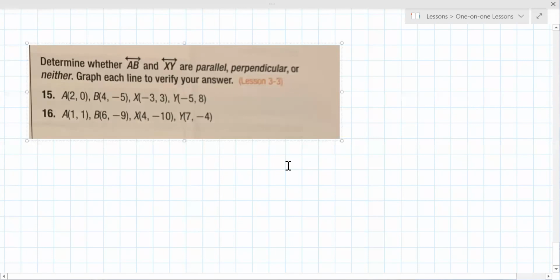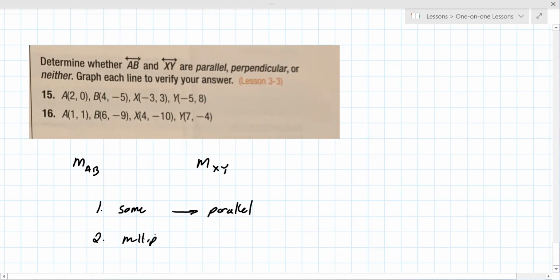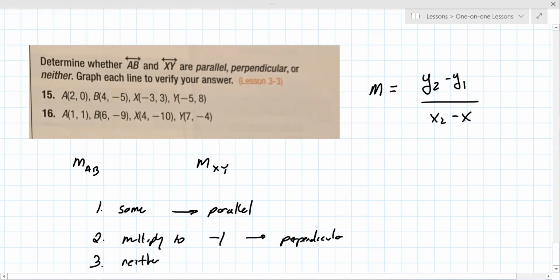Determine whether AB and XY are parallel, perpendicular, or neither. So the way to do this is you have to find the slope from A to B, and then the slope from X to Y. And there's two possibilities. The first is that they are the same. Actually, there's three possibilities. If they're the same, that means they're parallel. The second is that they multiply to -1. That means that they are perpendicular. And if none of the first two are true, then it's neither. So it comes down to your ability to find the slope: y2 minus y1 over x2 minus x1.